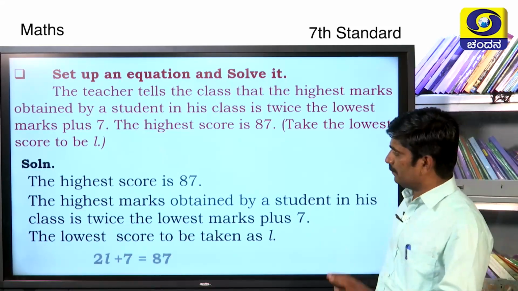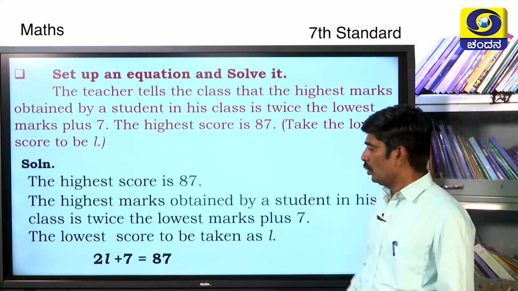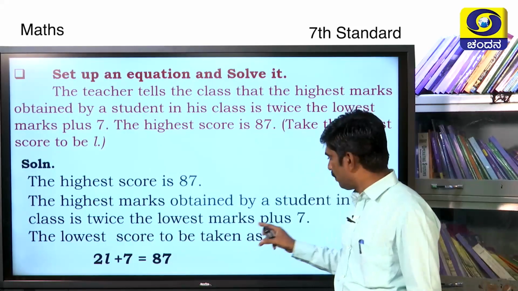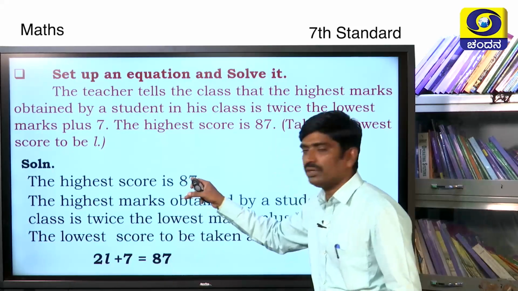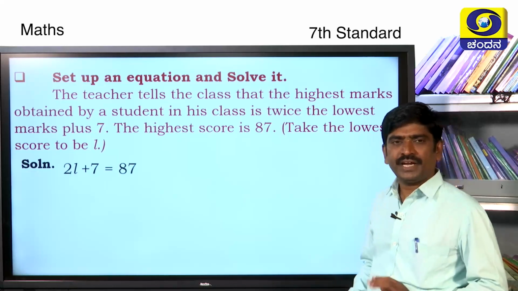Then what is the equation? 2L plus 7 is equal to 87. 2L means twice the lowest marks, plus 7 is equal to 87.